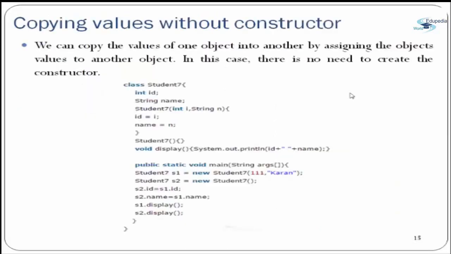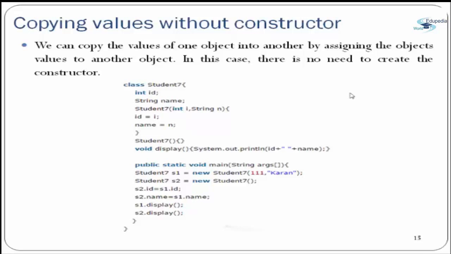Okay. So we also have an example to show you how to copy the values without a constructor. Well, this is quite simple. You can see in that I have just one constructor, Student7, which is initializing the values. I also have a default constructor which is doing nothing. Fine. So what we are doing in our main method is creating an object s1 equals new Student, where we are passing 111 and Karan.